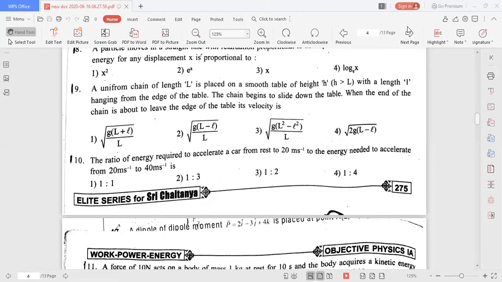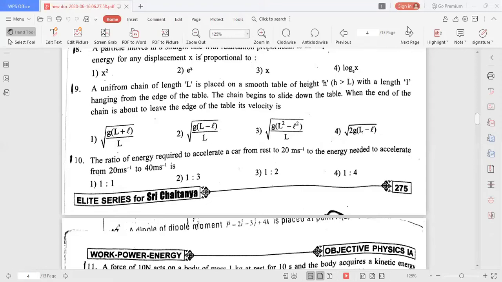So the ratio of the energy required to accelerate the car. Energy required to accelerate the car from u to v is equal to delta E, that is equal to change in kinetic energy. Delta E is equal to m by 2, we take common, V square minus U square, no? Here m by 2 is constant. That's why energy required to accelerate the car from U to V is directly proportional to V square minus U square.